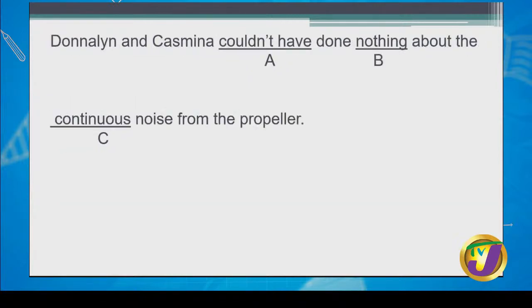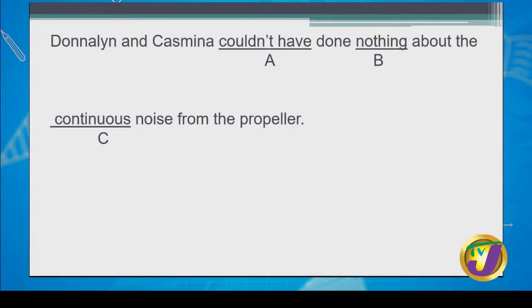Our next sentence. Donnelly and Kasmina couldn't have done nothing about the continuous noise from the propeller. Do we have anything wrong with this sentence, or is it perfectly fine? Does it look perfectly fine to you? It might look perfectly fine. You found anything wrong with it? All right, so let's look. Is it perfectly fine, or is there something wrong with it?